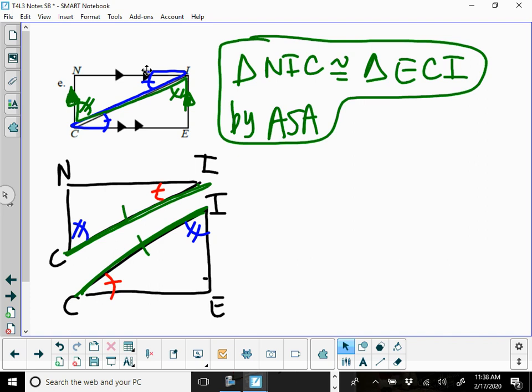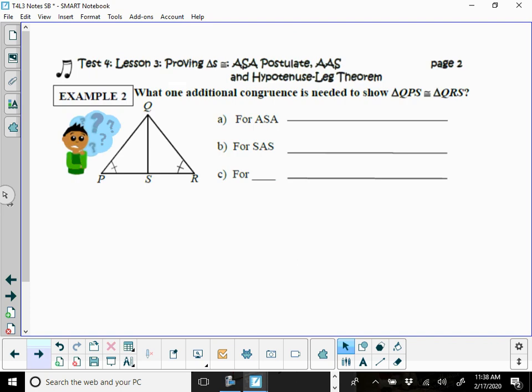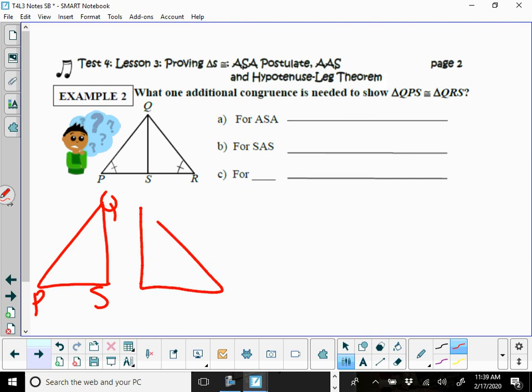All right, so let's look at example 2 here. They're asking you, what other additional congruence would you need in order to show that triangle QPS is congruent to triangle QRS? Okay, so if I broke these apart, this is what was given, right? Okay, now obviously, y'all, right now, this is the same side in both triangles, so we know that these are congruent.